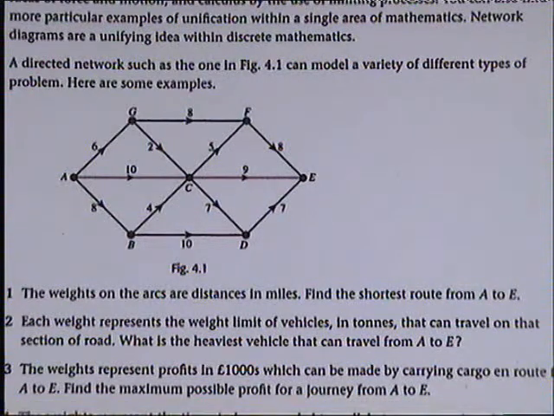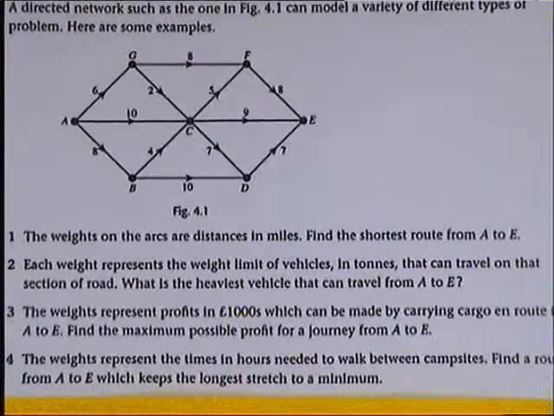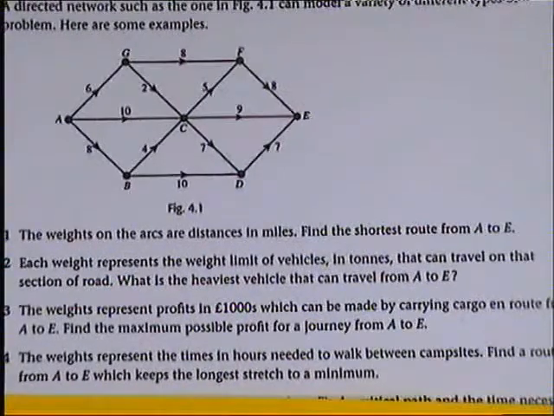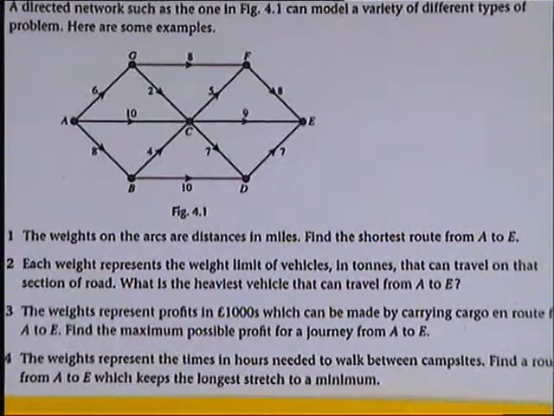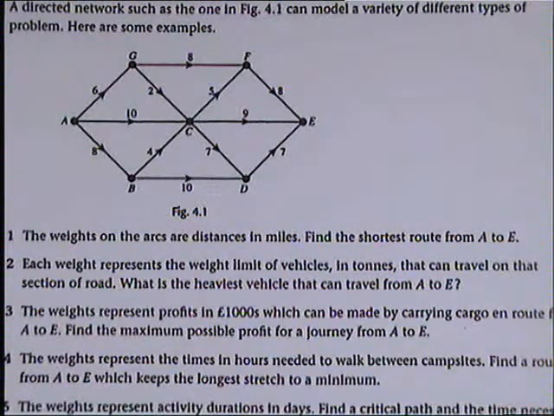Okay. 4. The weights represent the times in hours needed to walk between campsites. Find a route from A to E which keeps the longest stretch to a minimum. No, minimising the maximum. That's a mini-max problem. That is where you're trying to minimise the worst part of your journey, if you're a walker. That's a mini-max problem.